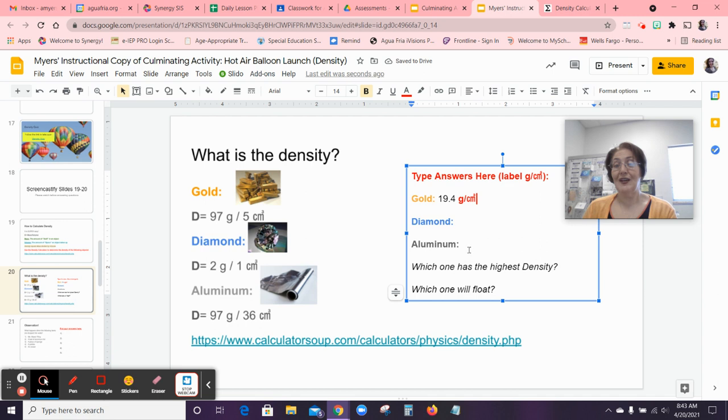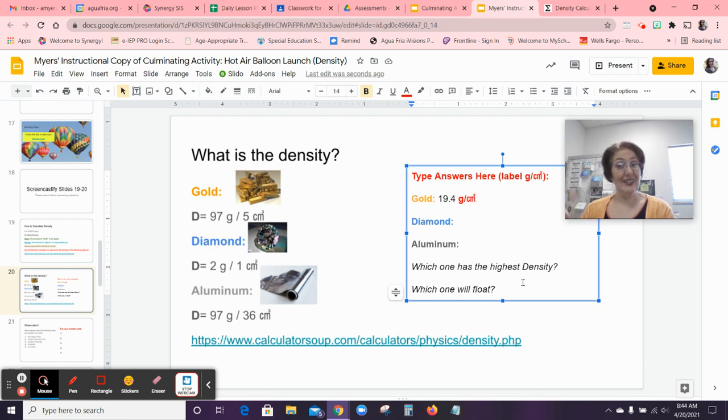And that's what you're going to do. And then you're going to do it again for diamond and aluminum. All right. And then you're going to answer the question, which one has the highest density? So which number is higher? And then which one do you think is going to float? Remember we talked about if it has less density, it's more likely going to float than if it has high density. So you need to tell me, which one of these things do you think is going to float?